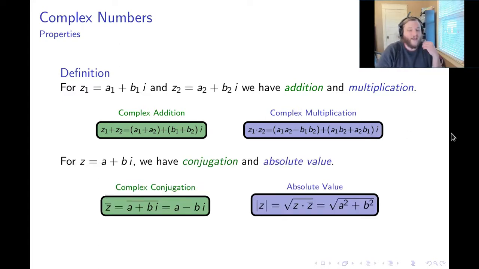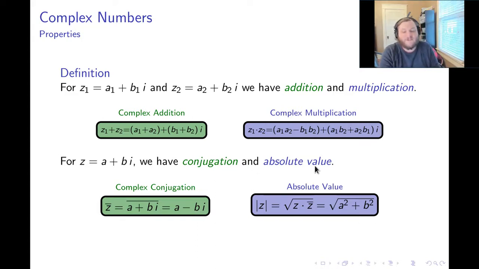We also have a special operation called conjugation. Conjugation is denoted with a line above the number, so z bar, which if z is a plus bi, would be the bar over a plus bi. This operation is extraordinarily simple, but it turns out to be super useful. To conjugate a complex number, all we do is take the same number, except we negate the imaginary part. So the conjugate of a plus b times i is a minus b times i.